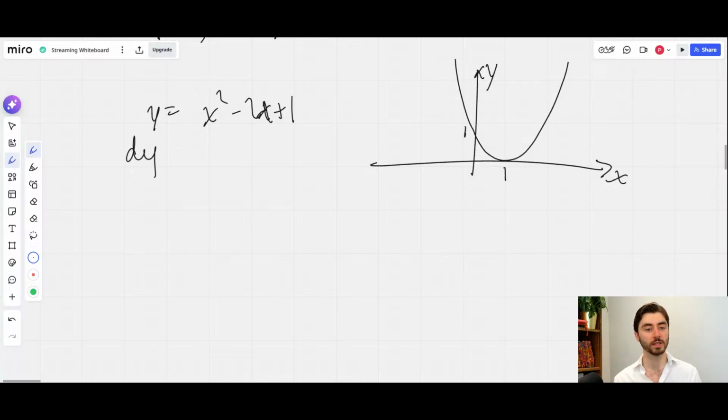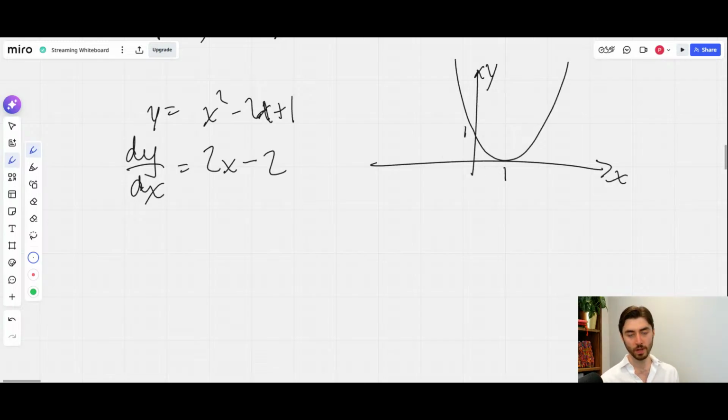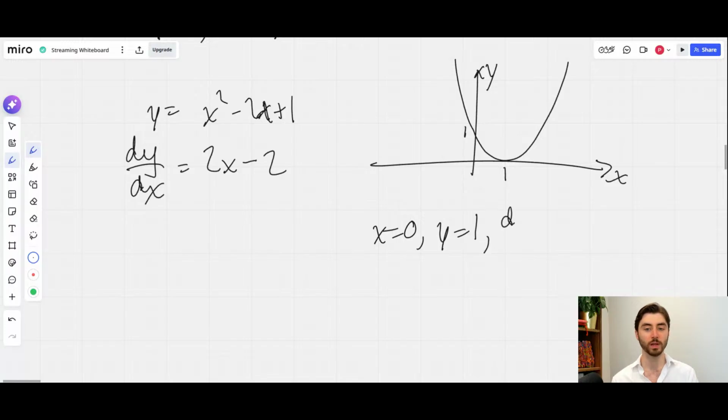So what we can do is to see what happens when we differentiate. Differentiating, we get 2x minus 2. And so if we plug in any x value, we can work out what the gradient is at that point. So for instance, if x is equal to 0, we know that y is equal to 1, and we know that dy dx, if we plug in 0, is equal to minus 2. So what that means is the gradient of the quadratic at that specific point is equal to minus 2.